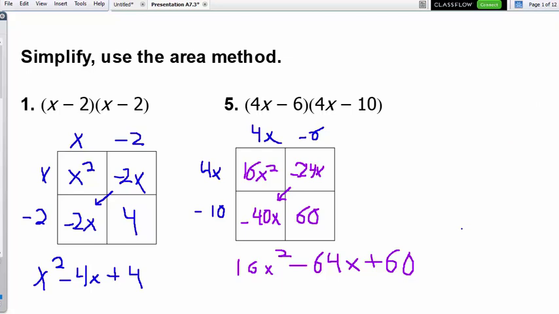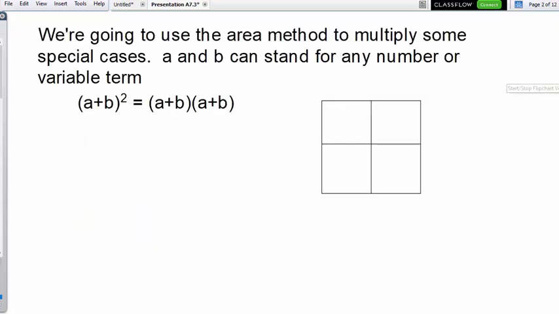So we're going to use that area method for a couple of patterns. And right now, A and B can stand for a number, a variable, a term that has both a number and a variable. We're going to see what happens when we split this up. We're going to start out by using the area method, and then we're going to come up with a pattern. When we multiply two variables, we tend to put them in alphabetical order. That way, instead of this one being BA and not recognizing it, when we put them in alphabetical order, we recognize that these two have the same terms in them.